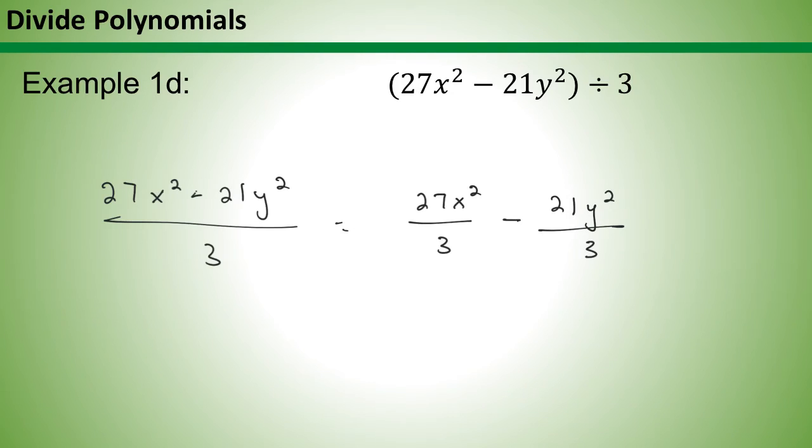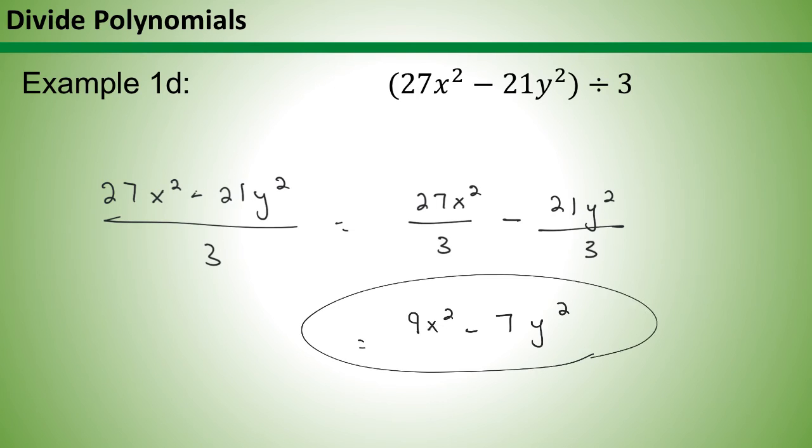Okay, so this time I'm just dividing by a number, so my variable is not going to change. I'm just doing 27 divided by 3, and that is going to be 9x squared. Okay, and then the next one, when I do 21 divided by 3, that's going to be 7y squared. Make sure you keep that negative in between those, and that's it. We're done here, okay?